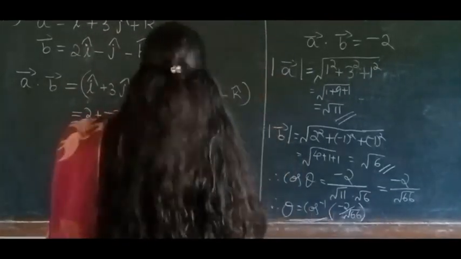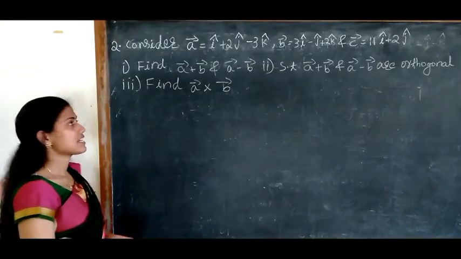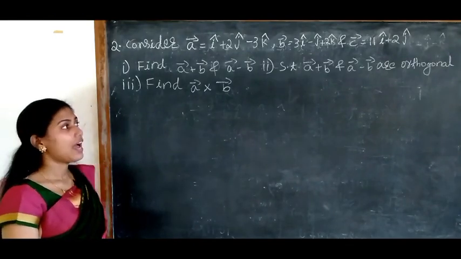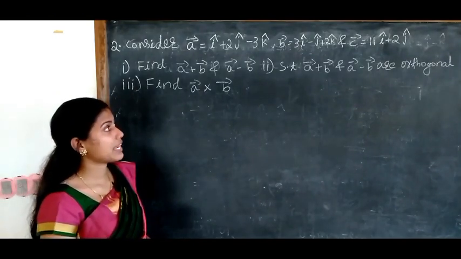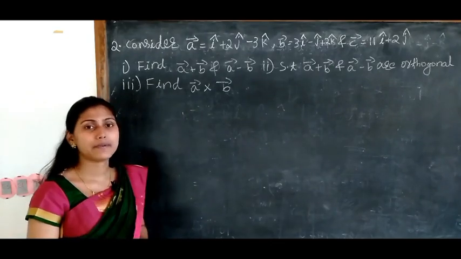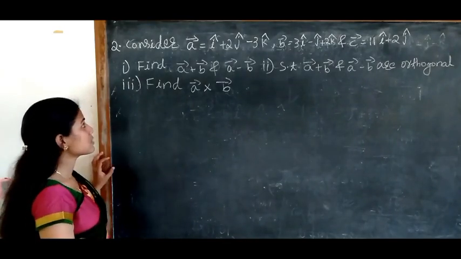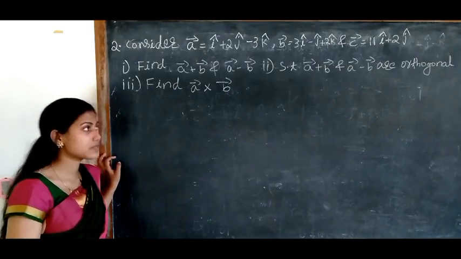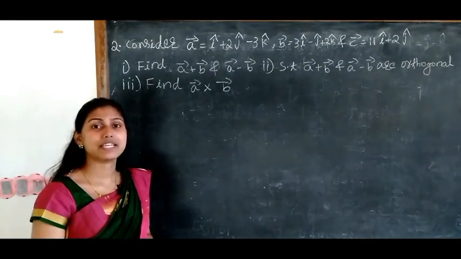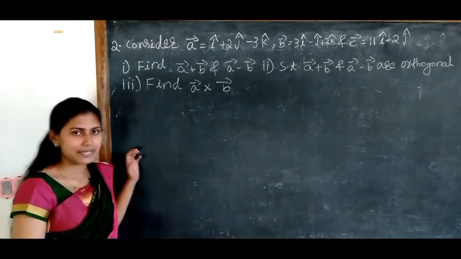Okay. Now we are going to the second problem. The second question is, consider vector A is equal to i cap plus 2j cap minus 3k cap and vector B is equal to 3i cap minus j cap plus 2k cap and vector C is equal to 11i cap plus 2j cap. Then we have to find three sub-questions. First one is find vector A plus vector B and vector A minus vector B. The second one is show that vector A plus vector B and vector A minus vector B are orthogonal. And the third one is find vector A cross vector B.